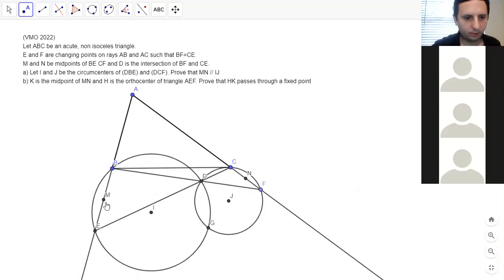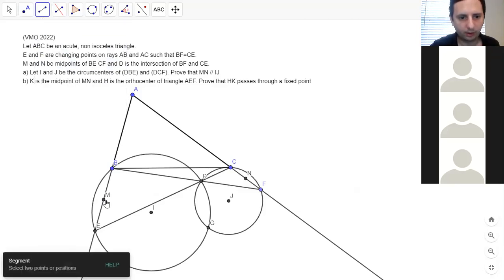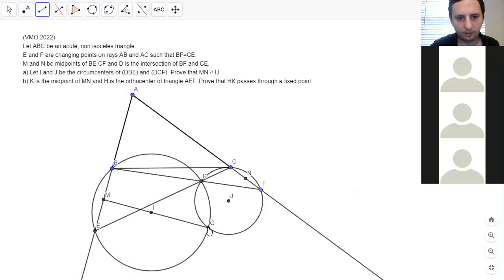But it looks like G, I and M are collinear and G, J and N are collinear. So if we could show that, it's interesting.